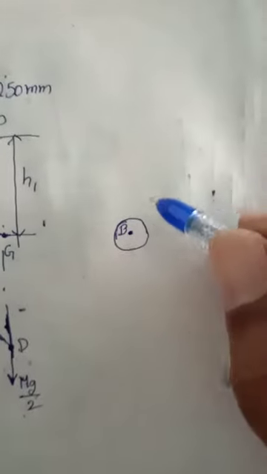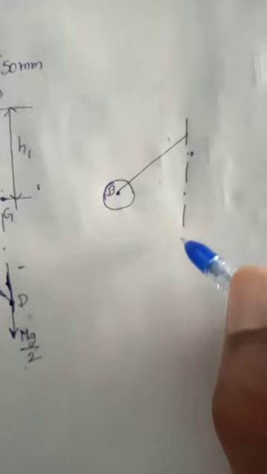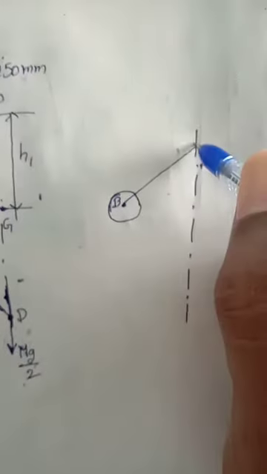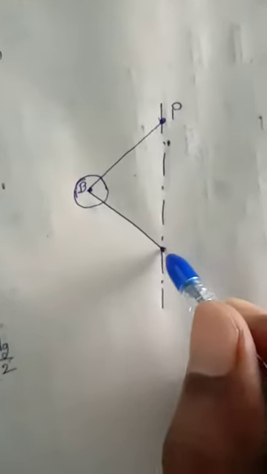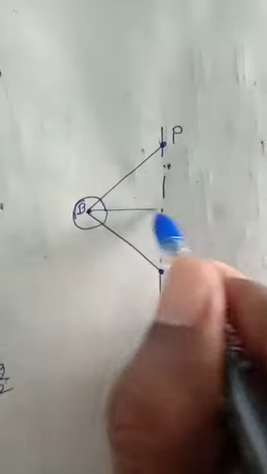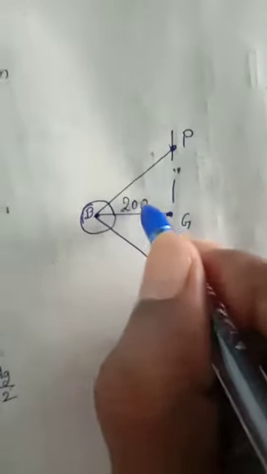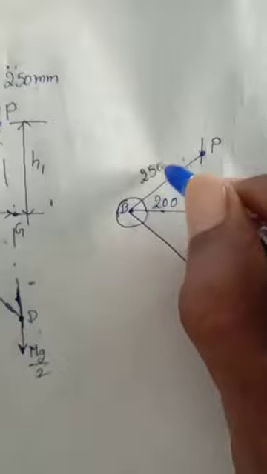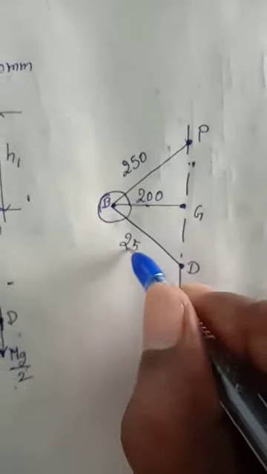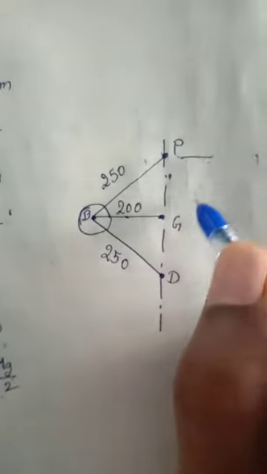Now I am going to draw what happened after compression. This is the ball, and now I am going to draw the axis. We know very well this is P, this is D, this is G. So this is coming from 200. It was 150, and when the sleeve moved upward it changed to 200. But the links are the same, links never change, then the height will change.